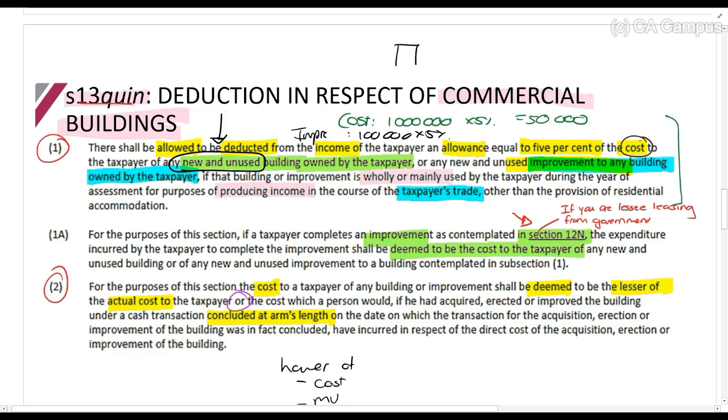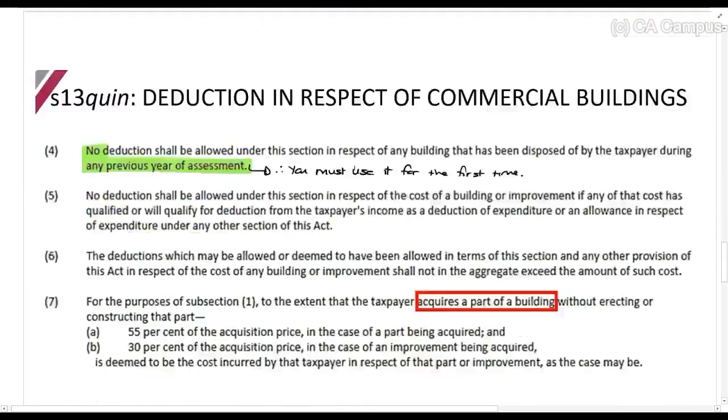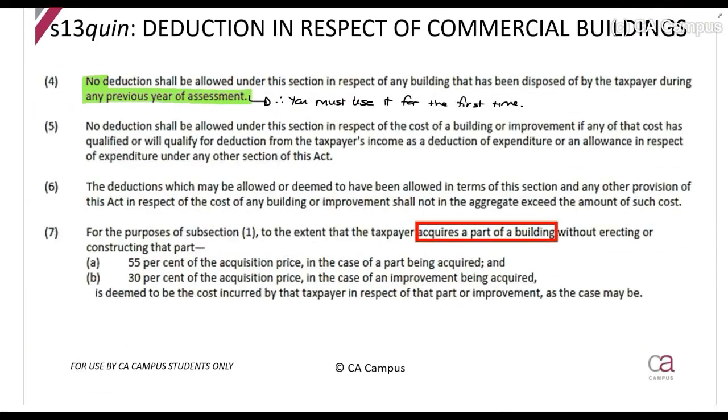You can buy a building that is second-hand, but which has recently been improved. And those improvements are new and unused. Then you can claim on those improvements. You'll see in a little bit. No deduction shall be allowed under this section in respect of the cost of the building or improvement if any of the costs has qualified or will qualify for deduction as a deduction or an allowance under any other section of this Act. So they're saying you can't claim more than one deduction, right?